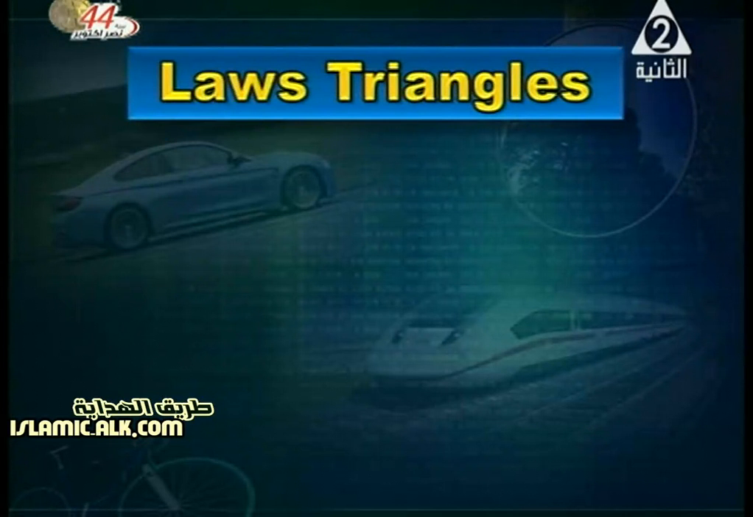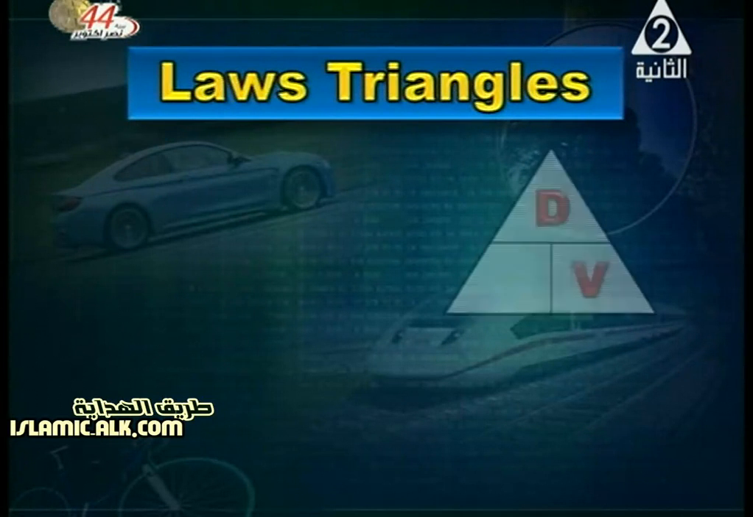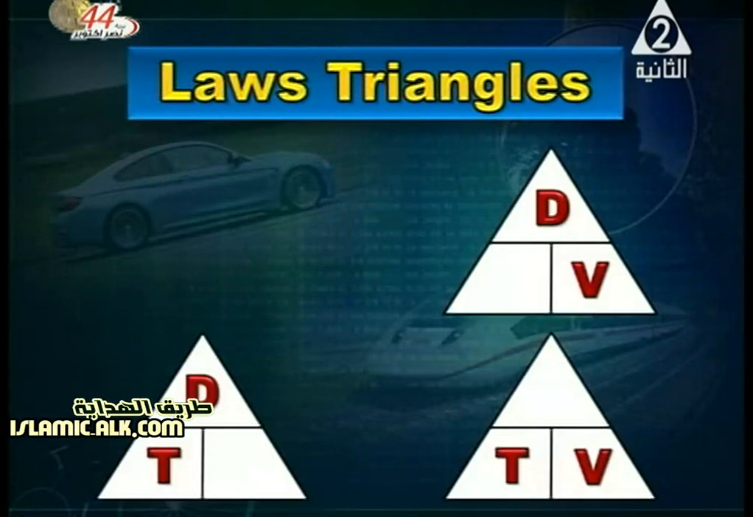Now, what is the law in the triangle? The law here is for the speed. Yes, it has a law. Look at this triangle. I have different triangles. The first one has D, V, and there is a space. What do you think this space is? Good, my dear. I hear someone say it's T. The other one has V and T, and you have a space. What do you think? It's D. The last one has D and T, so you have V.